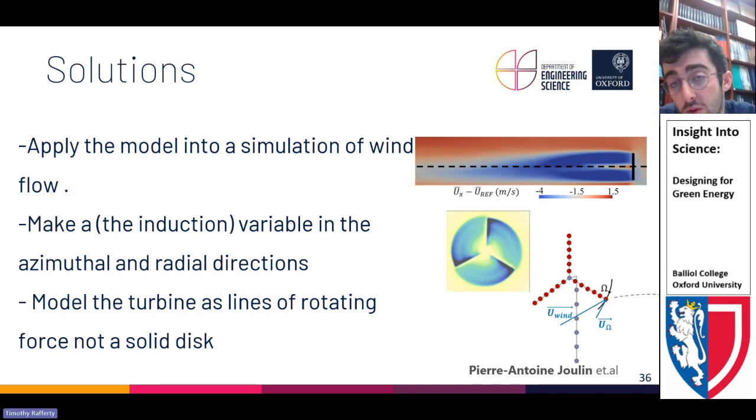And instead of doing it as a disk, you can model the turbine in terms of lines, and so it's called the actuator line method. You do these rotating lines that apply force in a rotation. So the fluid won't continuously feel the force, it will feel it every so often as it rotates around.